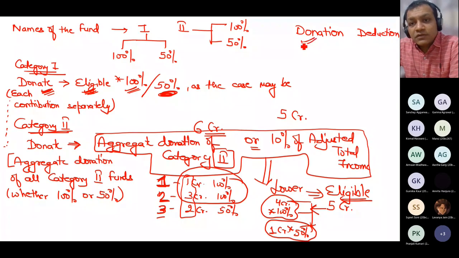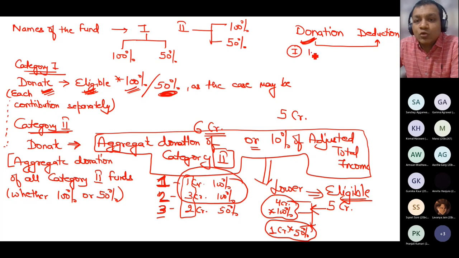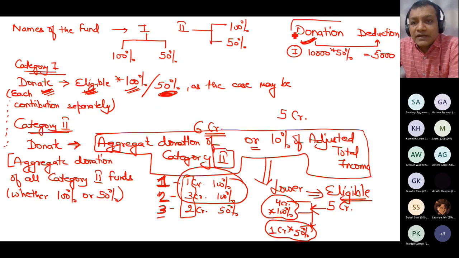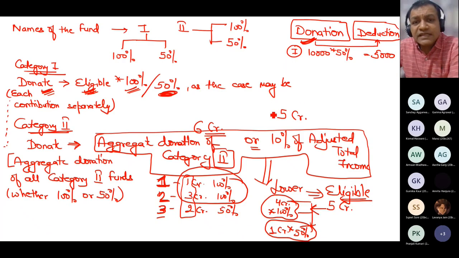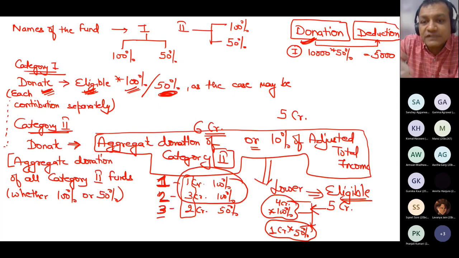What is allowed or what I have donated might not be the deduction. Suppose I have donated, even in category 1, 10,000, and if my donation is covered under the 50% limit, my deduction is not 10,000, my deduction is 5,000. So what I have donated might not be equal to deduction. So listen, in category 2 I am saying that 5 crore is the eligible amount of donation. It is not the deduction amount. It is donation which is eligible.